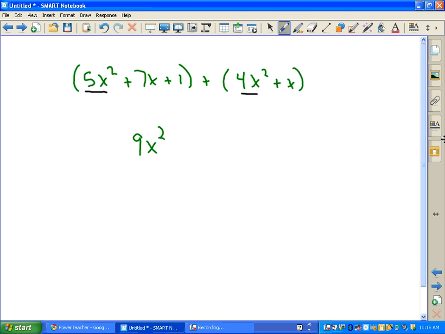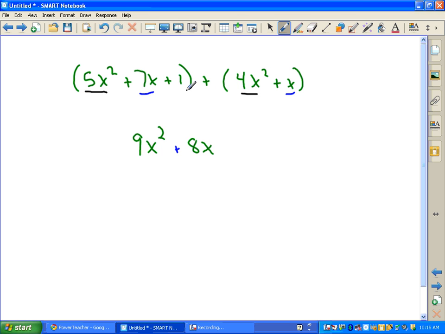Then my next term over here is a 7x, and I have a plain x over here. So I'm going to add those up. 7 plus, again, this is a 1 over here, 7 plus 1 is going to give me 8x.